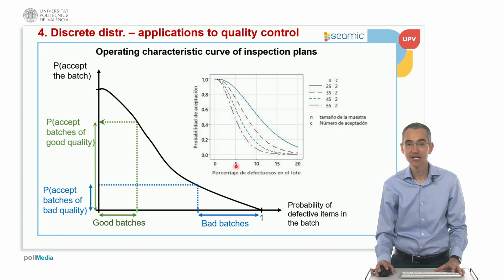These are the real curves that are obtained when we have different values of n from 25 to 55 and a value of c equal to 2. This is a generic curve, and this is the real curve, and you can see how this curve can be adjusted and takes different shapes so that we can choose the curve that is more interesting for our purpose. The curve can be adjusted by modifying both parameters n and c.